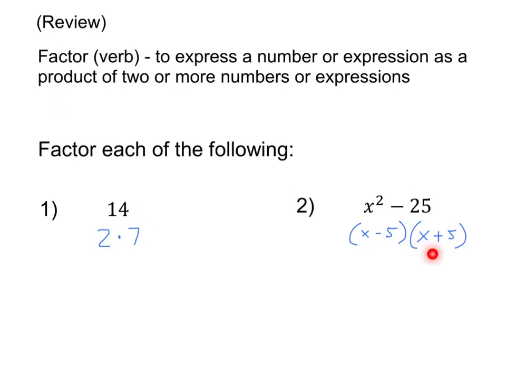Okay? One other thing, don't forget that factor can also be used as a noun. And we would call each of these things a factor. These are the two factors that multiply to get 14. Similarly here, x minus 5 and x plus 5 are the two factors that multiply to get x squared minus 25.